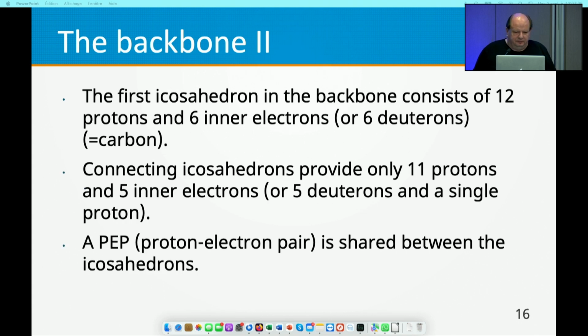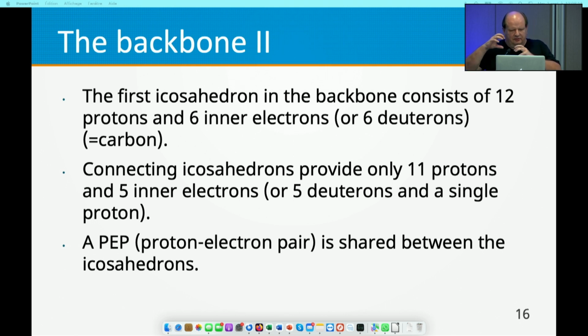So this backbone is made up of icosahedron structures. The initial one consists of 12 protons and 6 inner electrons, or 6 deuterons, no neutrons. We consider the neutron to be a pair of an electron and a proton, a very old concept, but that is part of the model. So it is there, but it is not on the same level as a proton. It's not a primary particle. So as I said, 12 protons, 6 inner electrons, or 6 deuterons.